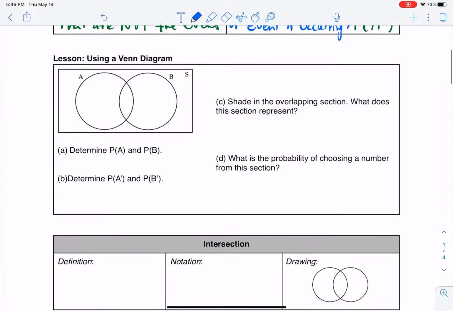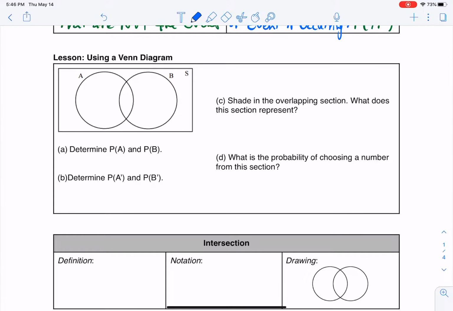All right, so let's look at an example of this. I'm going to describe an example first. If event A is rolling a 5 with a die, what would A prime describe? Well, A prime would describe all the outcomes that are not rolling a 5. With a die, that would be the numbers 1, 2, 3, 4, or 6. That's all the events that are not a 5.